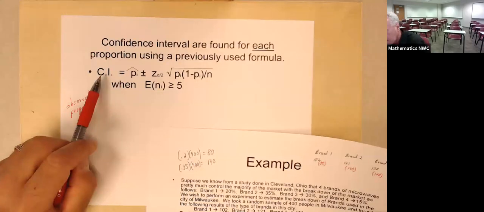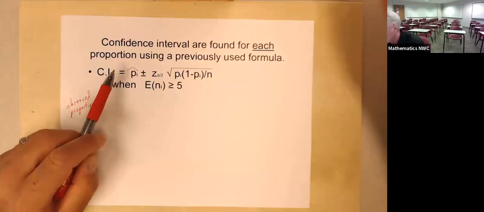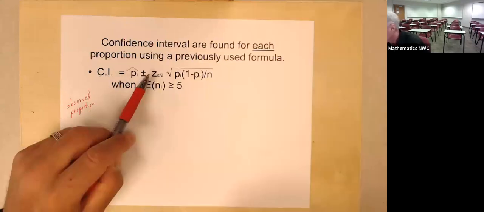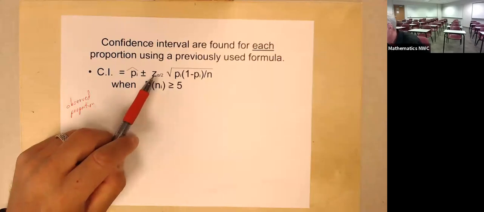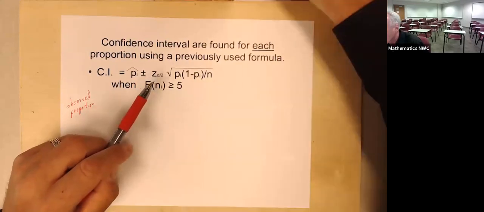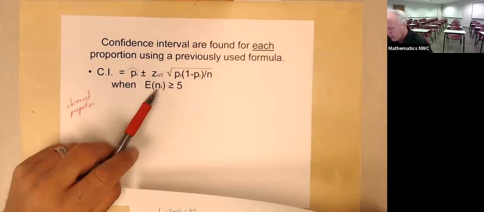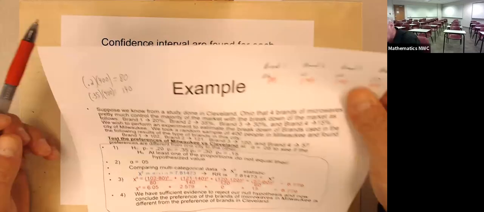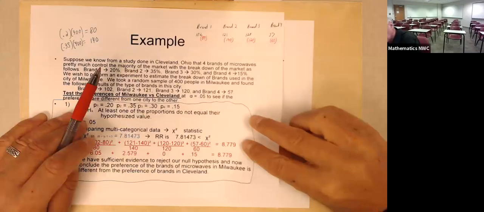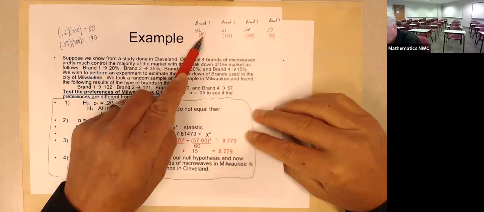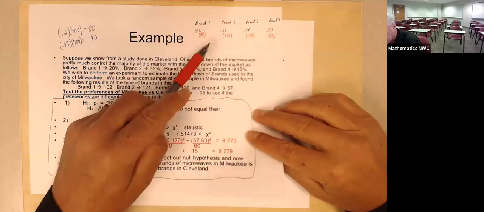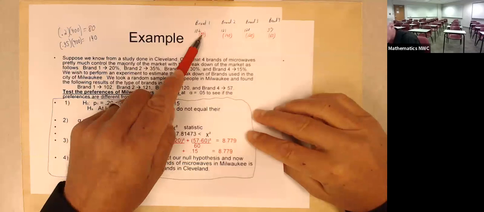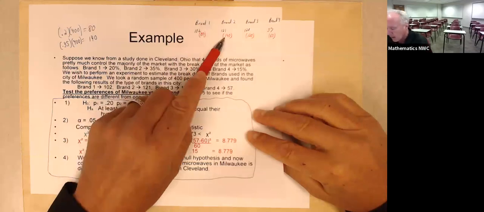This is a Z formula. Oh, and by the way, I don't think I've mentioned this yet. I keep losing my spot. What is this expected count greater than 5? That means all of these expected numbers in each cell had to be 5 or more. Obviously, the problems that we get in our book are going to do that. But if you were running some test for a thesis, you'd have to double check to make sure all of these expected numbers in red were 5 or more.